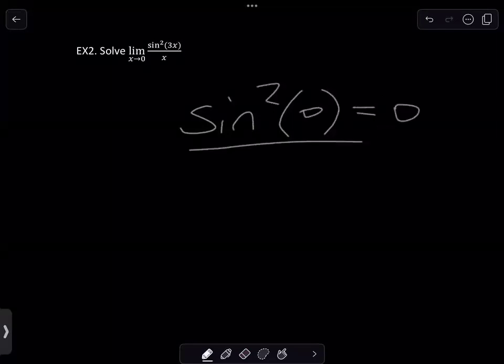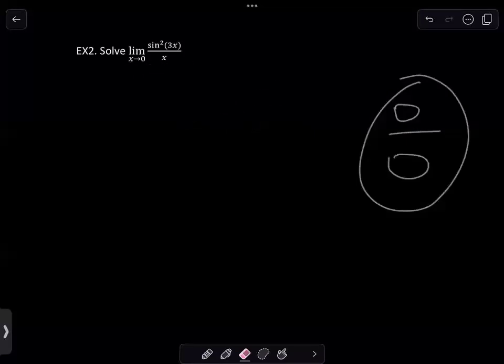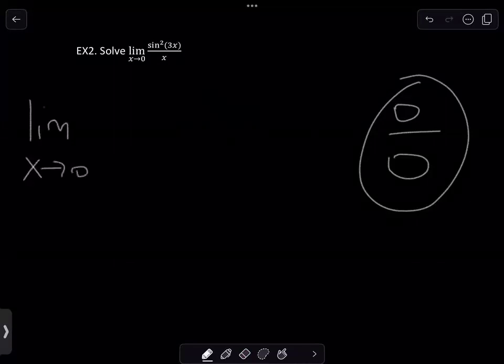Okay, and then the denominator, let's get our calculator for this. So take 0 and substitute it in place of x, and we will get 0. So the denominator is also going to be 0. So great, we have an indeterminate form. We can use Bernoulli's rule. So this is how we do it. We're going to have the limit as x approaches 0 of sine squared of 3x over x.